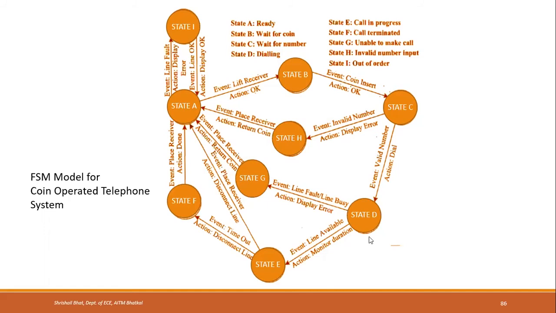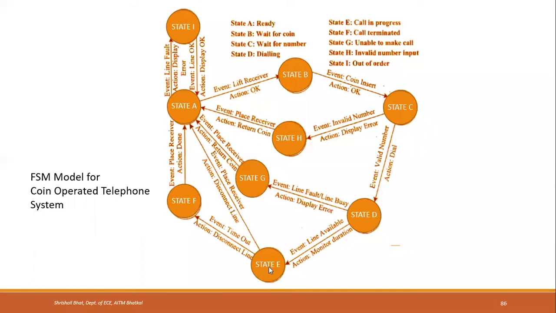But if the line is available, suppose whatever number you have entered, if that line is available, then the call will start, and the duration will be monitored. A timer will be there to monitor the duration. That is state E, call in progress. Once the call is in progress, the duration will be monitored, and after 60 seconds there will be a timeout. In between, at 45 seconds, if you keep inserting coin, it will be the same process. The call will be in progress.